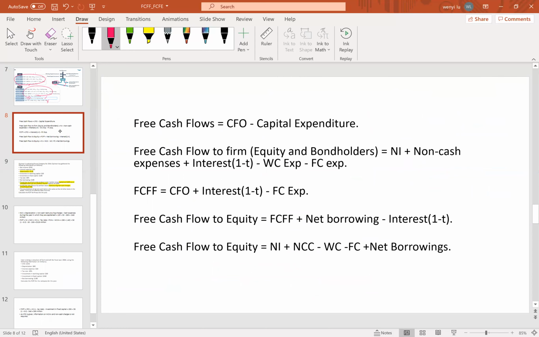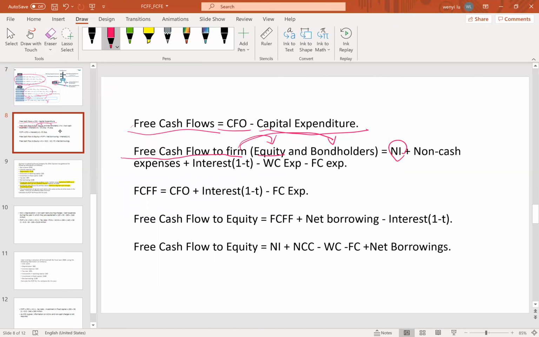So before we do the calculations, just a quick look at these formulas. Here we have the free cash flow equal to the cash flow from operations minus capital expenditure. So cash flow to the firm, the firm including both equities and bondholders, is equal to what?